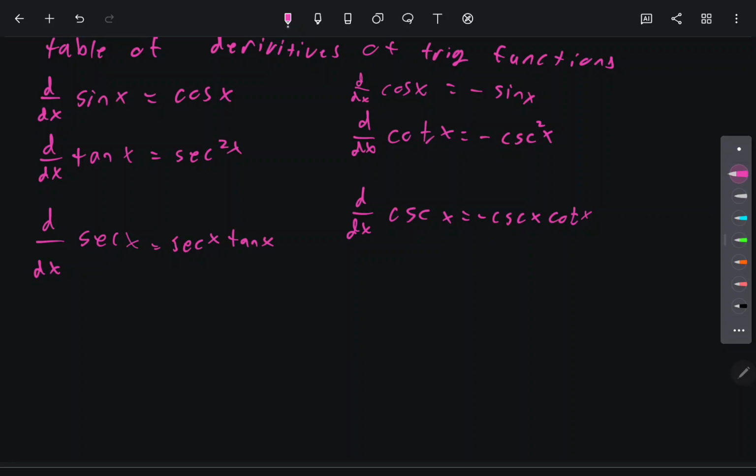And isn't that kind of cool? Do you see a pattern? The derivatives of all the complementary trig functions are negative, and all the derivatives of the normal trig functions are positive. That is one tool you can use to help with memorization. And the derivative of any co-function is like another co-function.